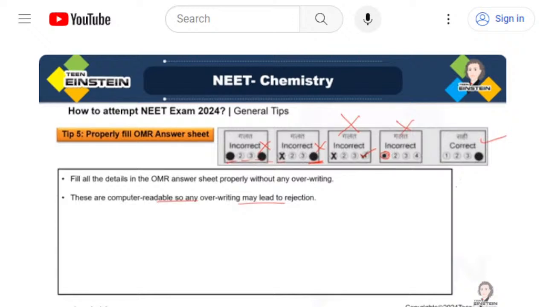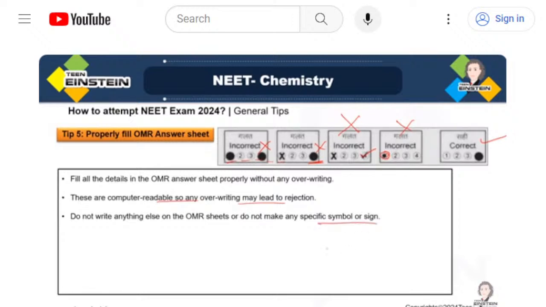Do not write anything else on the OMR sheet. Your purpose is just to fill this, and obviously you have to write your name. That is different. I am talking about these answers. So if you write anything else on the OMR sheet, or if you use white ink to erase the option that you have selected, that you should not do.